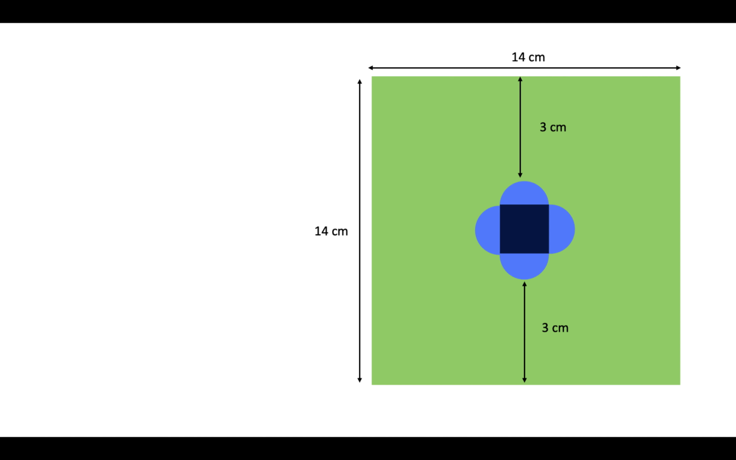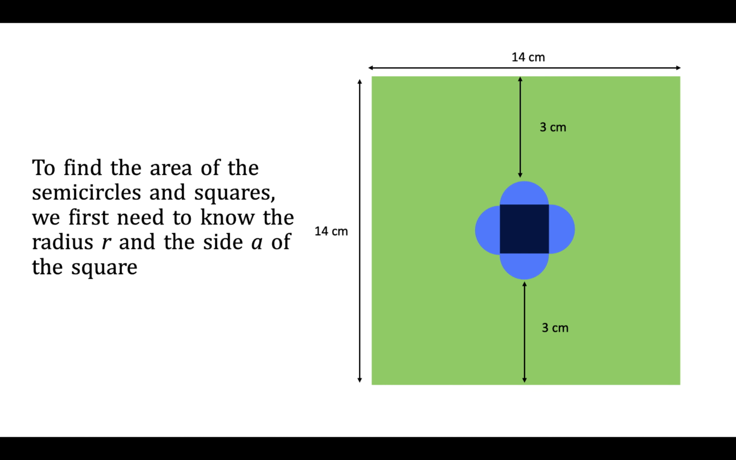But the problem here is, how do we calculate the areas when we don't have any numbers given to us? We don't know what the radius of the circle is. We don't know what the side of the square is. So how are we supposed to calculate the area of the central region? Well, at least to start with, let's name the radius as r and the side of the square as a.